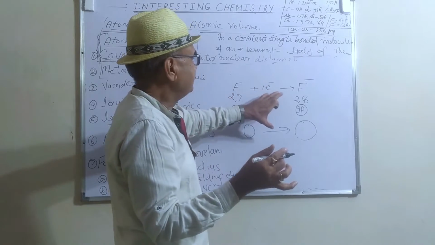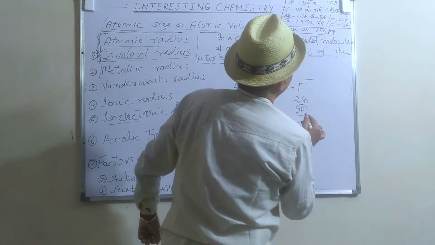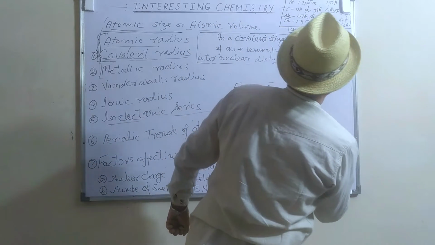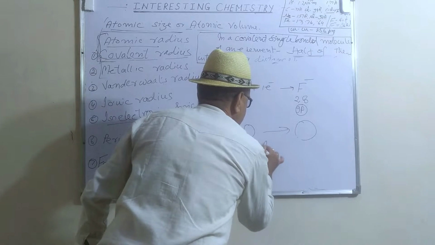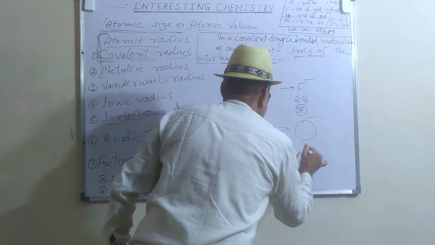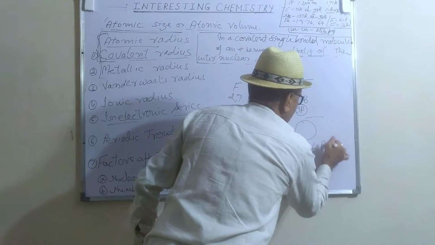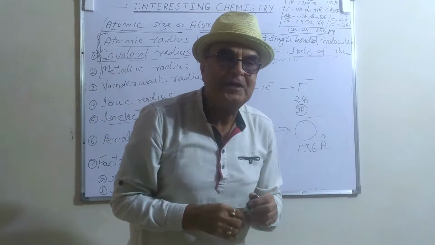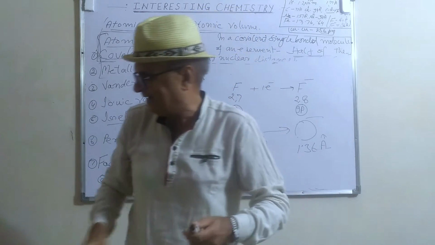So here I think that you have understood. I have noted the F, it is 0.64 angstrom. The atom is neutral, and the size of the negative ion F minus is 1.36 angstrom. So please note it. These are about the size. So I have explained the effect on size of forming the cation and anion.